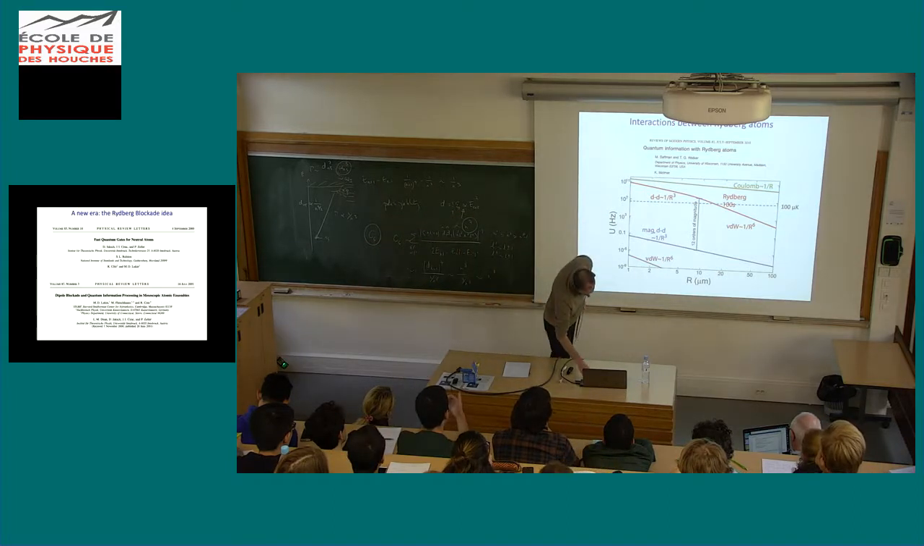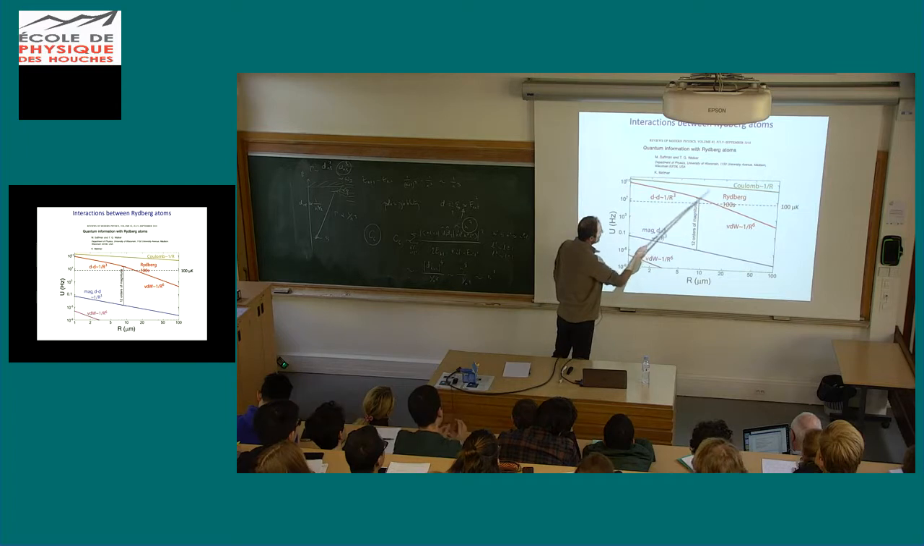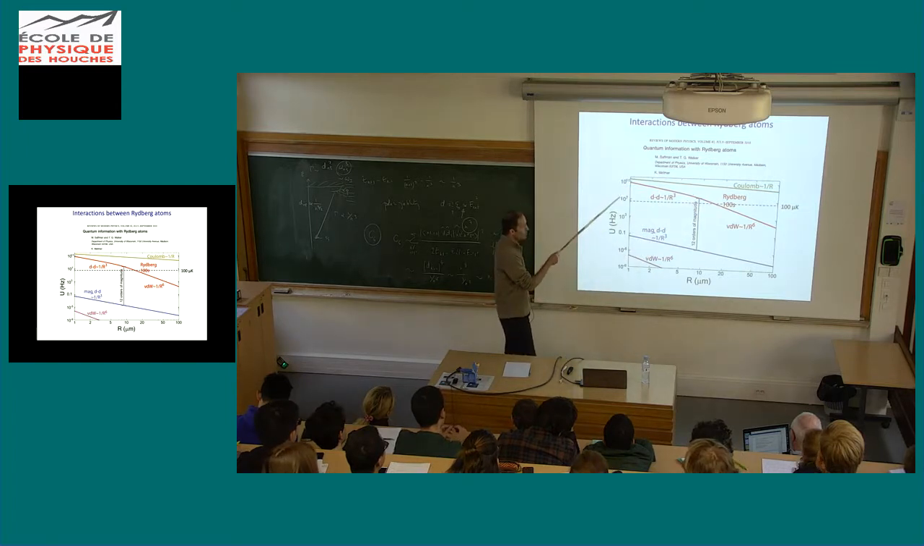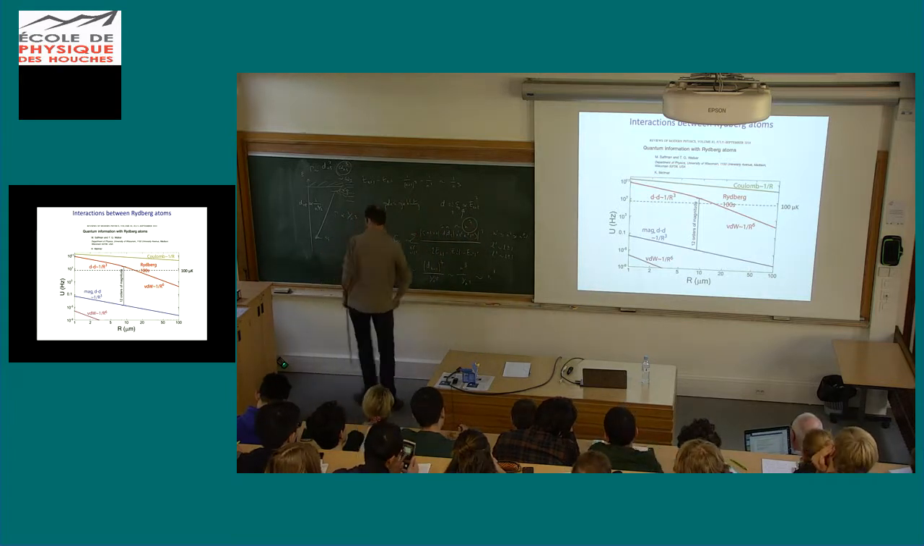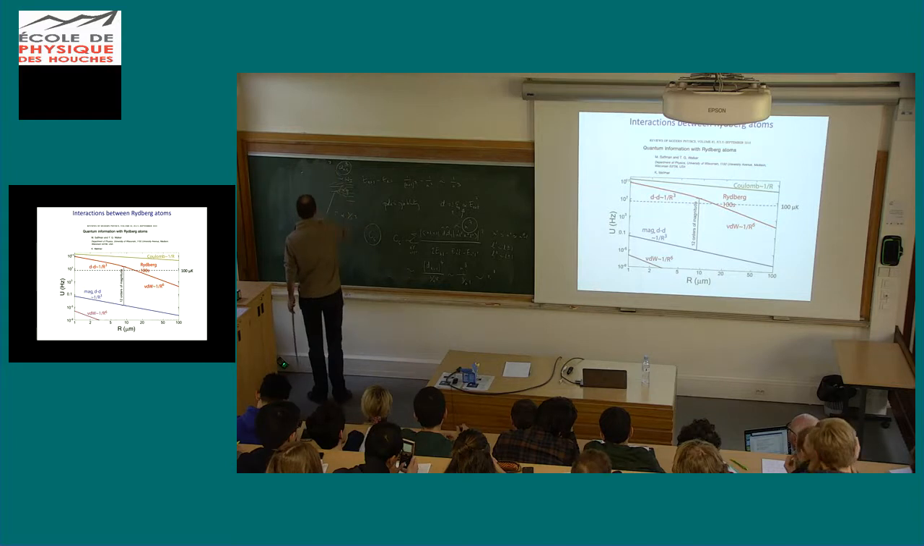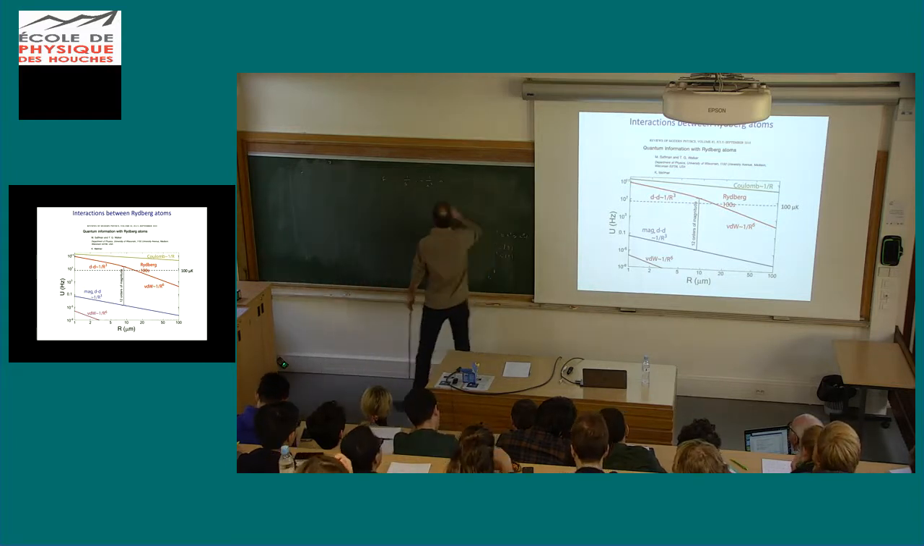Very importantly, at a few micrometers distance, the strength of the interaction is in the megahertz range. So that's the number you should remember. Two Rydberg atoms are typically 10 megahertz at 10 micrometers. Let me write it down, because this is really the energy scale we are talking about.